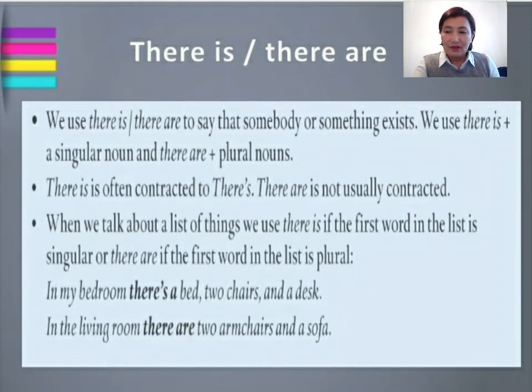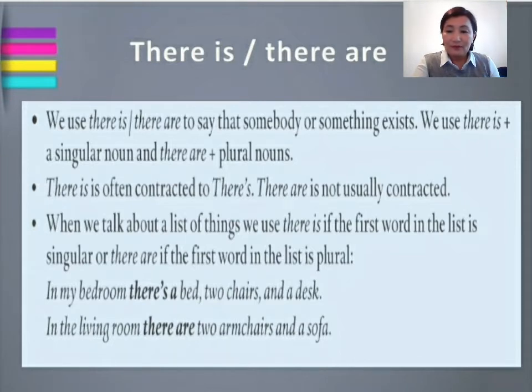Let's begin. We use there is, there are to say that somebody or something exists. We use there is with a singular noun, and there are plus plural nouns. There is often contracted to there's, and there are is not usually contracted. When we talk about a list of things, we use there is if the first word in the list is singular, and there are if the first word in the list is plural.